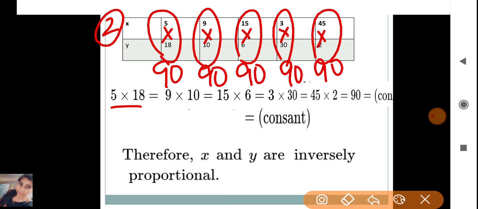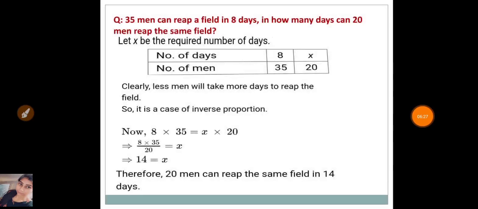So that means all the products are the same and they are equal to 90, which is fixed or constant, you can see. So since the product of all xy here is the same, that means x and y for this question are inversely proportional to each other. So now let us solve one word problem which is based on the concept of inverse proportion.